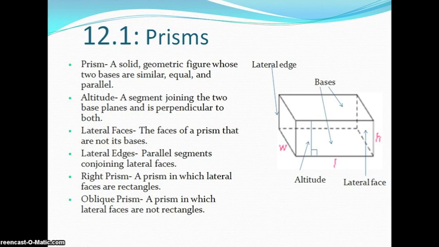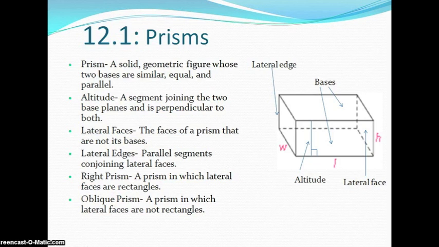12.1 Prisms. A prism is a solid geometric figure whose two bases are similar, equal, and parallel. An altitude is a segment joining the two base planes and is perpendicular to both. Lateral faces are the faces of a prism that are not its bases. Lateral edges are parallel segments connecting lateral faces.